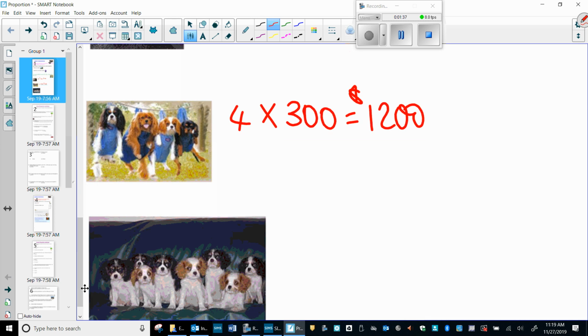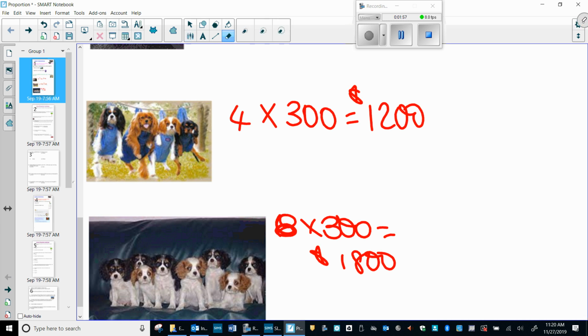And what's this next one? 6 dogs would be $1,800. Awesome. So, for every extra dog, we're multiplying by 300. It's 8 dogs, which is $2,400. Alright, write it down.